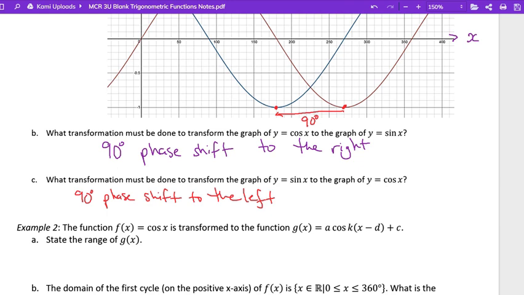Does it matter if we say 90-degree phase shift or phase shift 90 degrees? It's the same thing.